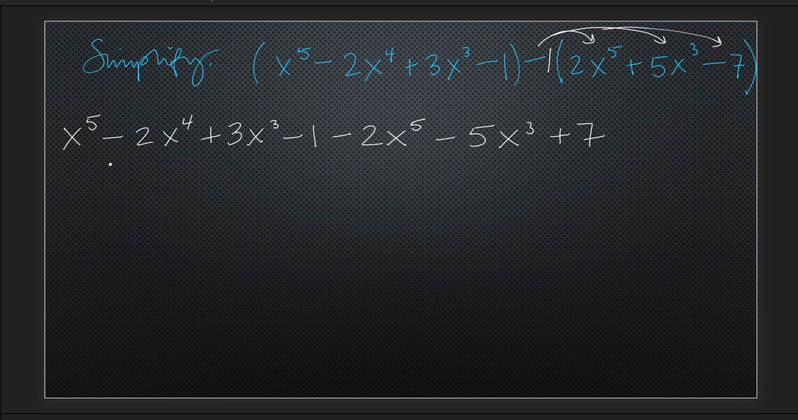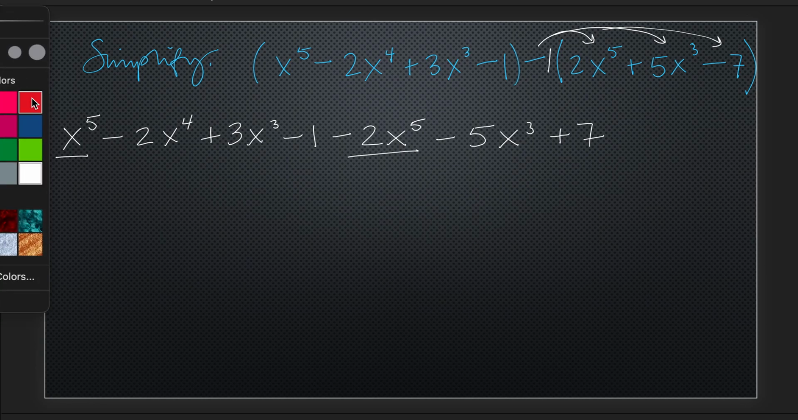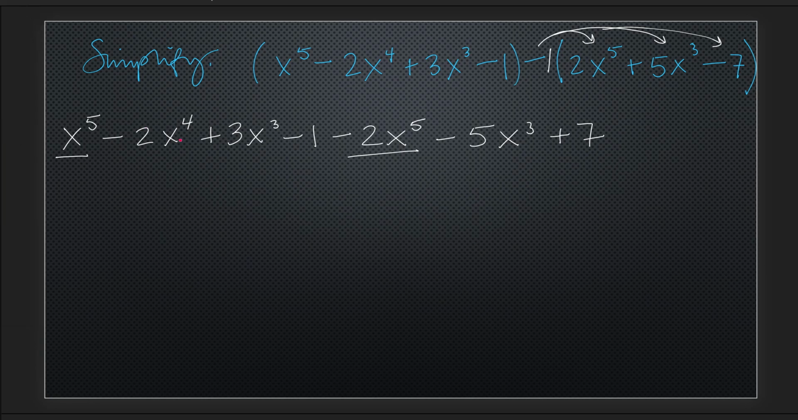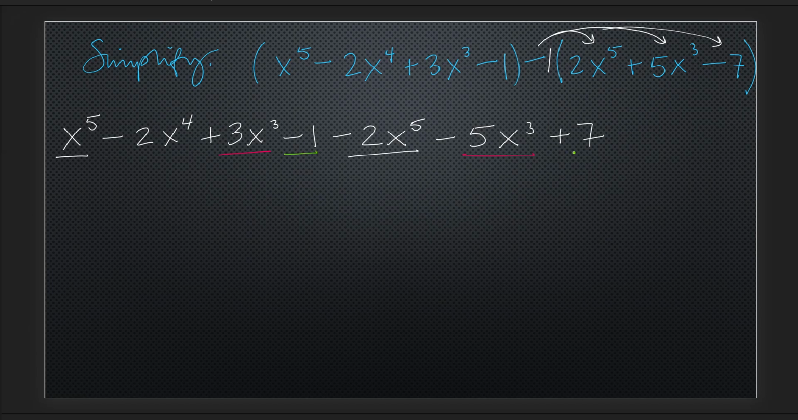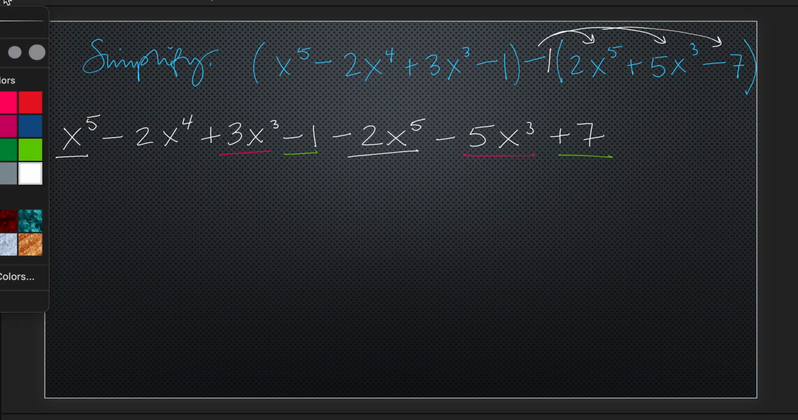Now we can see what we have here and look for like terms. So here's an x to the fifth term, and here's one. Then I have an x to the fourth term, which will stay by itself. And then we have x to the third terms right here and here. And then we have just numbers right here. So using colors might help you to identify things.